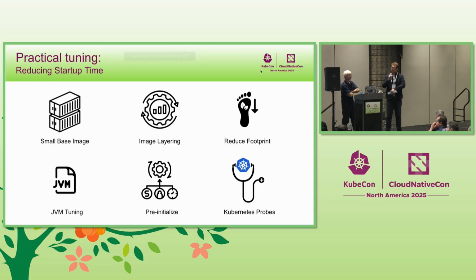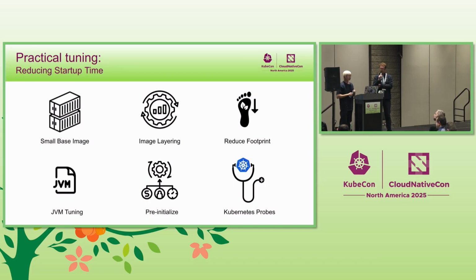So basically we're going to work towards reducing the startup time, so we don't have a fight between the typical expected startup time in Kubernetes and the typical startup time of our Java apps. We'll reduce the base images using tools like Jib. That should also work for image layering and reducing the footprint of your app.